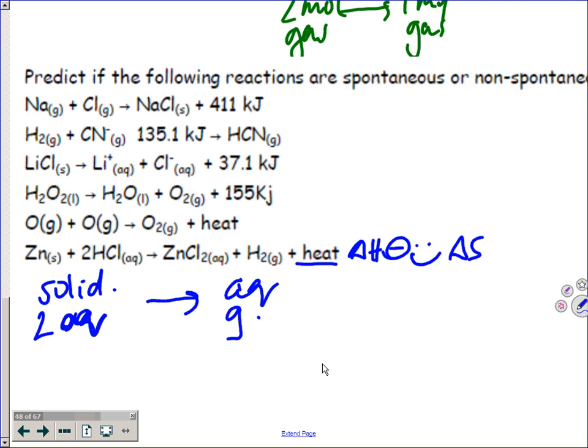Is it positive or negative? Positive. And tell me about that. Happy or sad? Happy. So then what do we have here? Spontaneous. Spontaneous always, because there's no temperature requirement causing this to differ.